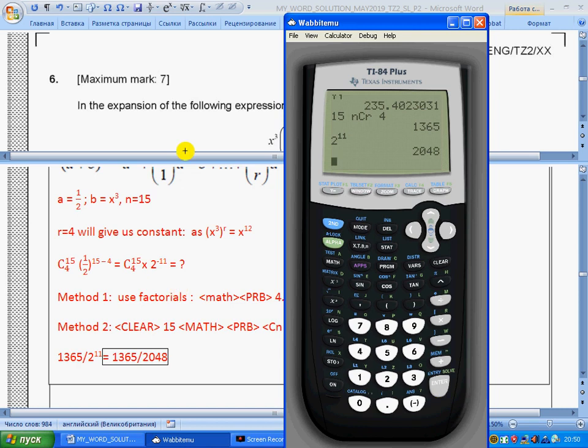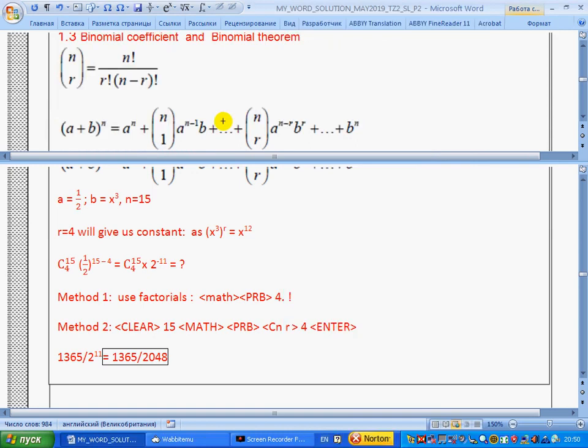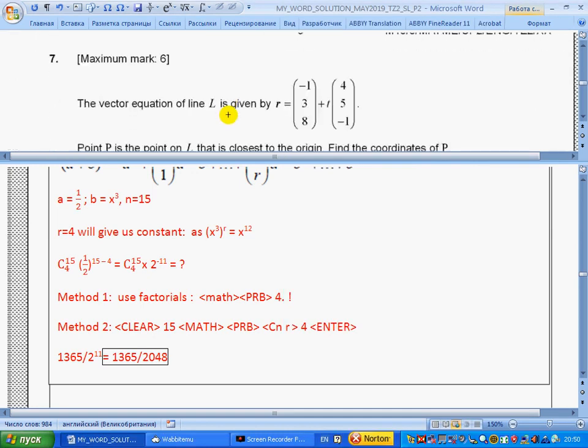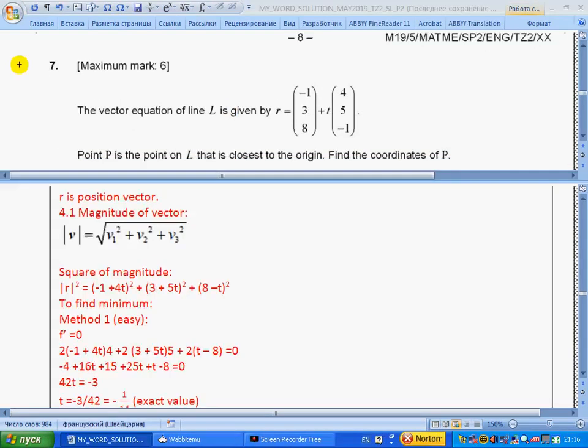2048. So this finished question 6. We go to question 7. Question 7. The vector equation of line L is given by r equals... Point P is the point on L that is closest to the origin. Find the coordinates of P.